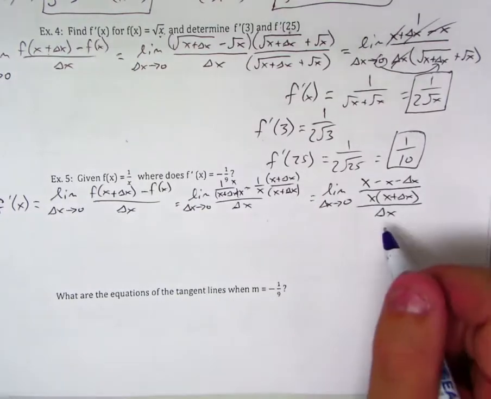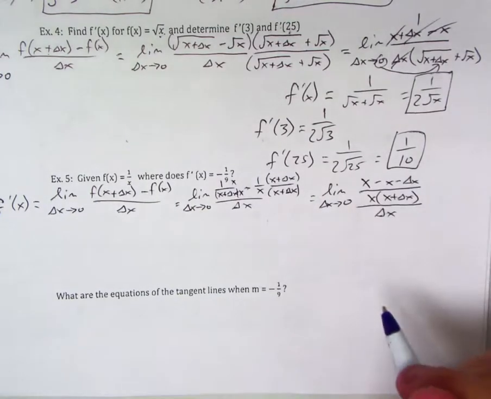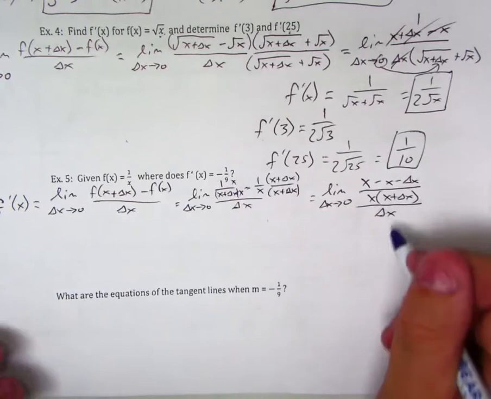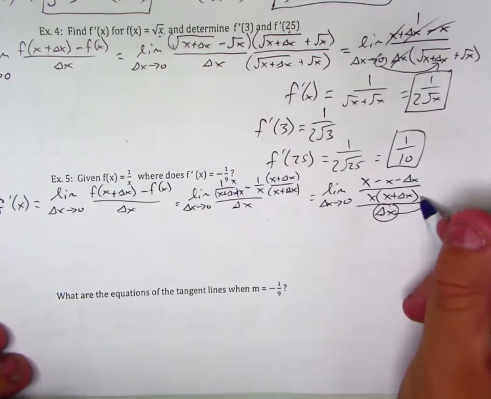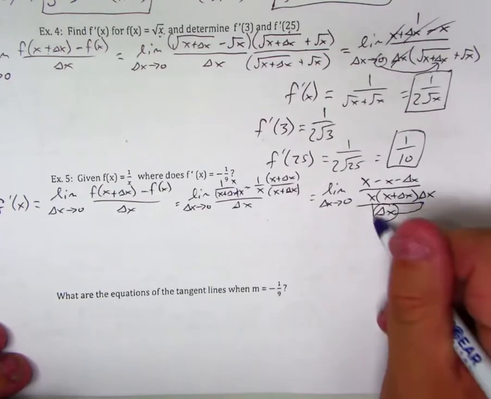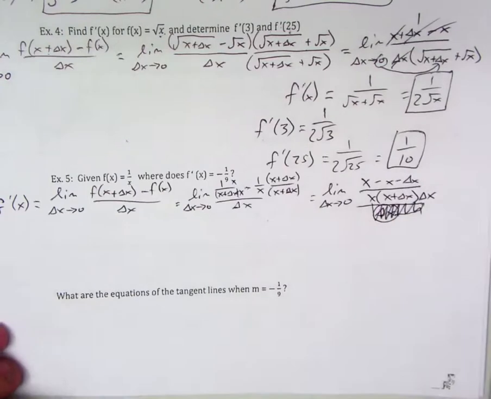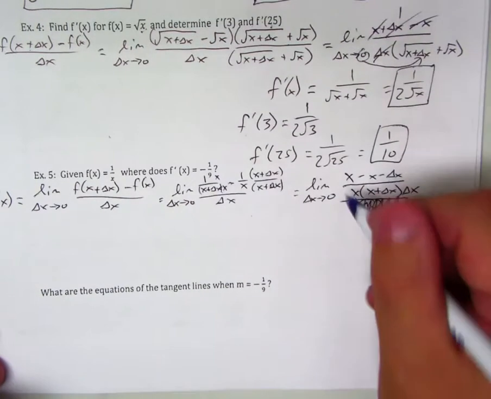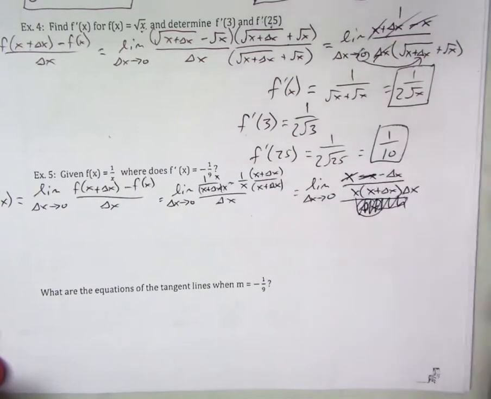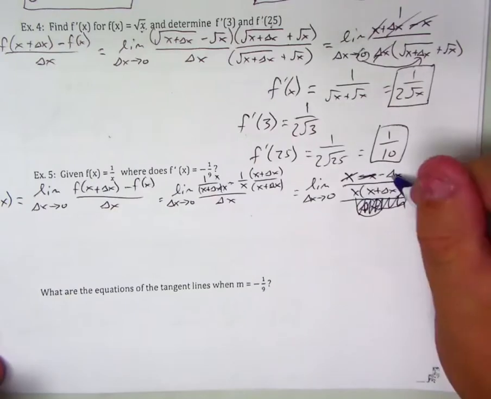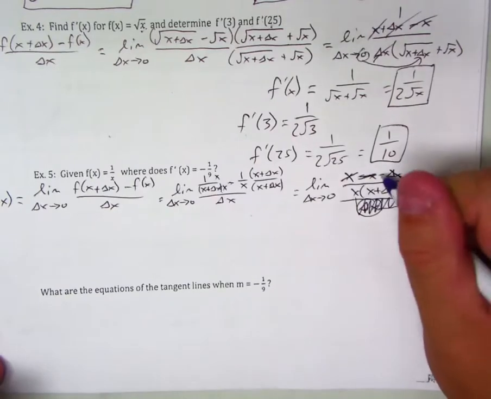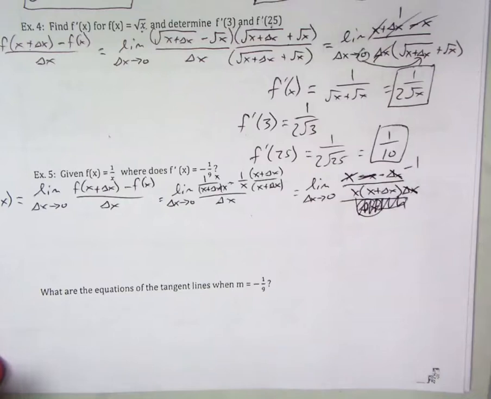So now we have that triple-decker fraction. And remember what we can do there. That bottom level, you can actually take this bottom level and pop it into the second row. We've talked about why, but it's a nice little trick. So your x's cancel. You have negative delta x over delta x, so the delta x's cancel. So you're left with negative 1 in the numerator.